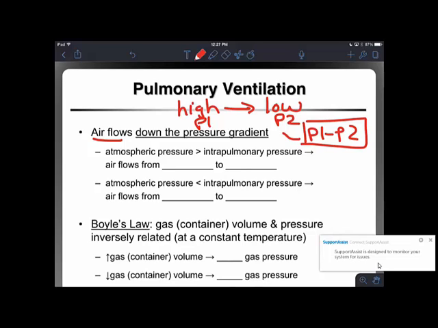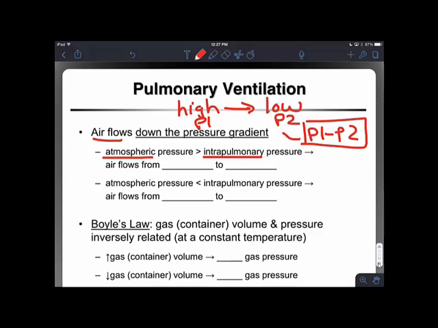Alright, so the two pressures that we're talking about are the pressure in the atmosphere versus the pressure inside the lungs. We call that intrapulmonary pressure. We can also call that alveolar pressure. It's basically the pressure in those air sacs. And so air is either going to move from the atmosphere into the lungs, that's inspiration, or it's going to move from the lungs out into the atmosphere, that's expiration. The factor that determines which direction air moves is basically where the air pressure is higher, in the atmosphere or in the lungs.